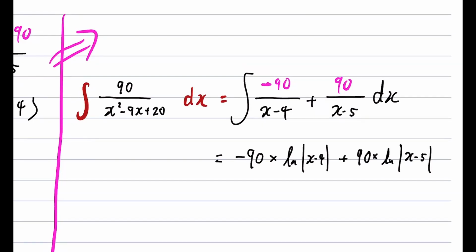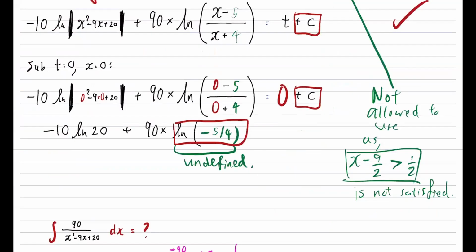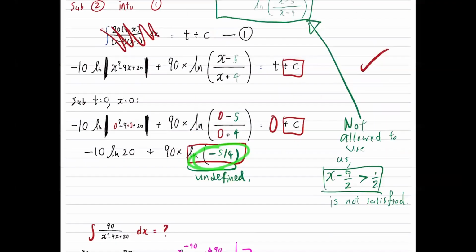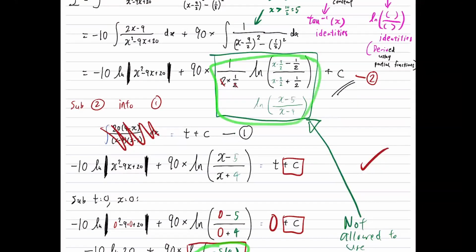If you don't satisfy those rules, you are not allowed to use the formula. Oh, okay. If not, you will end up with this problem here where you will have a negative value, which is undefined. It shouldn't be the case. So I made a mistake here. I used the formula when I actually couldn't use it.